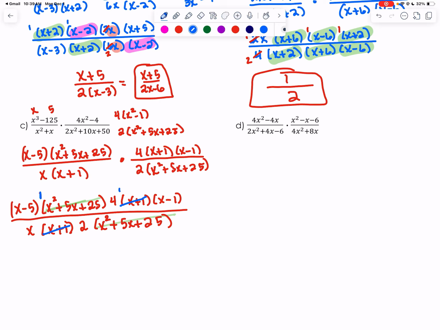Okay. Let's see, what else do we have? Oh, the 2. The 2 would go into the 4 2 times. Do I see anything else? I don't see anything else at all. So now we're going to multiply whatever's left over. So we have x minus 5 times 1 times 2 times x minus 1. So on the top, we have 2 parenthesis x minus 5, x minus 1. On the bottom, all we have left is an x.